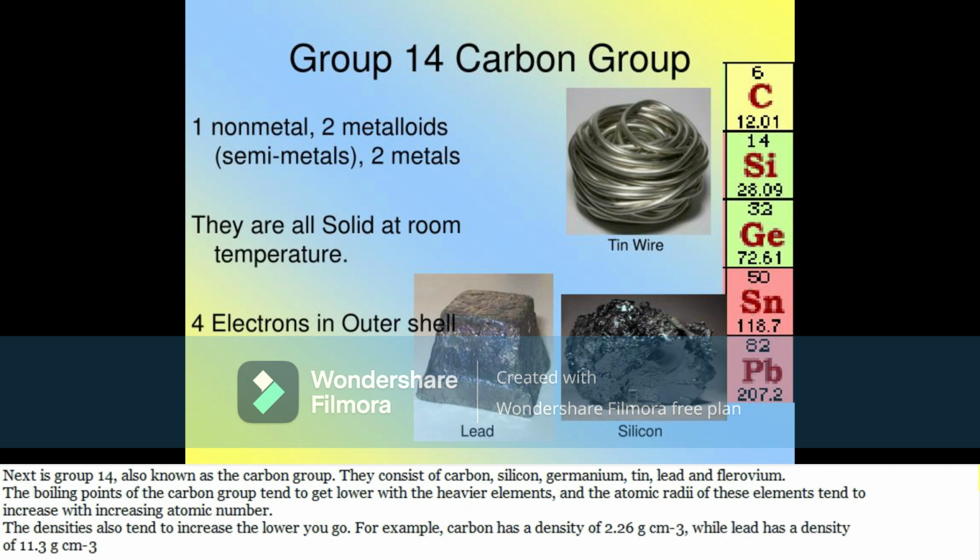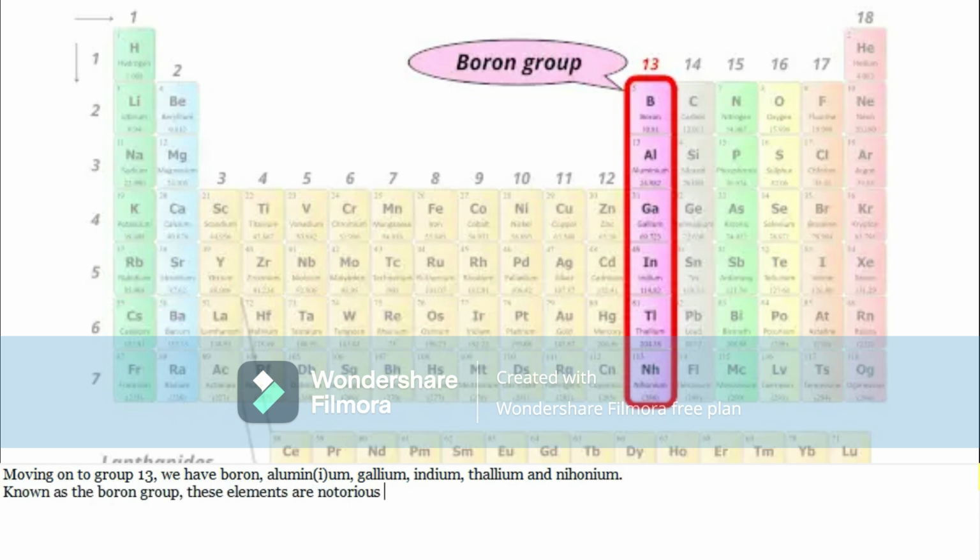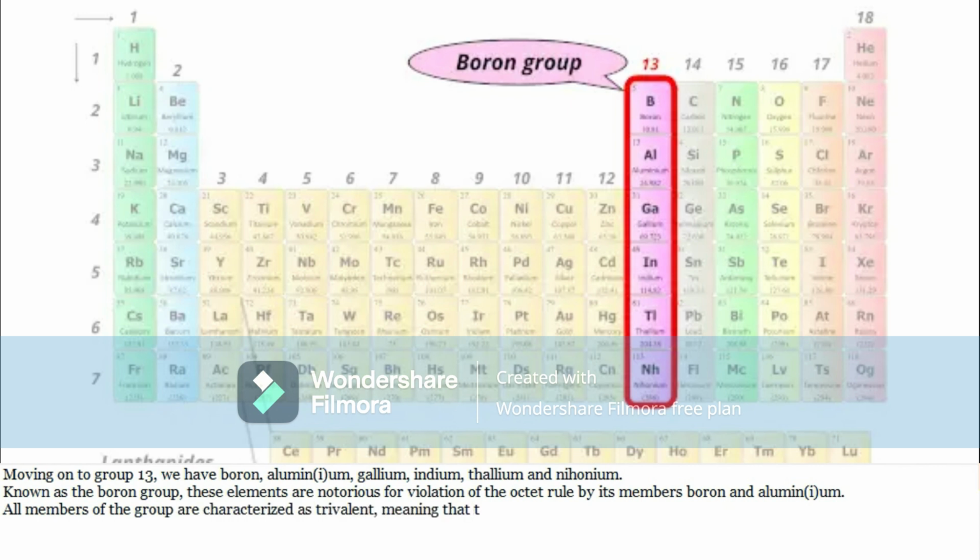Moving on to group 13, we have boron, aluminium, or aluminum, where you live, gallium, indium, thallium, and nihonium. Known as the boron group, these elements are notorious for violation of the octet rule by its members boron and aluminum. All members of the group are characterized as trivalent.